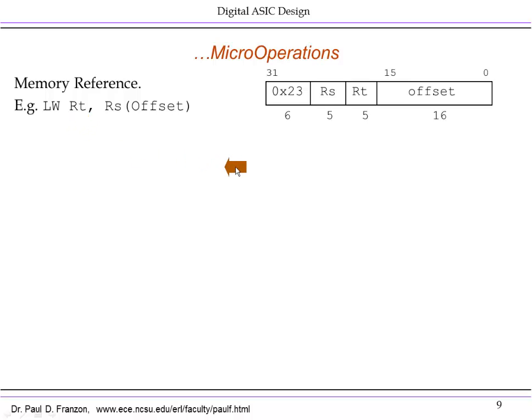What are the first two microoperations in the execution of this instruction? You've guessed it. Fetch the instruction, store the result in the instruction register, and increment the program counter by 4 bytes.